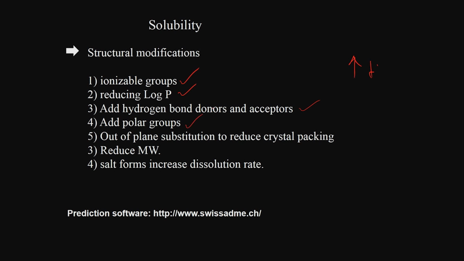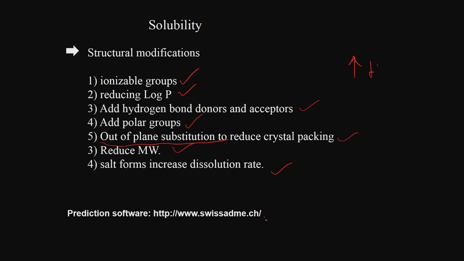Add polar groups, that means we can have different types of oxygens, nitrogens there. We can have out of plane substitution to reduce crystal packing, because crystals, as you know, are packed structures, and highly crystalline materials are poorly soluble. So you break the crystallization by introducing out of plane substitution. Then reduce molecular weight. If the molecular weight is very small, the drug is soluble. Large molecular weight materials are not soluble. Salt forms increase dissolution rate.